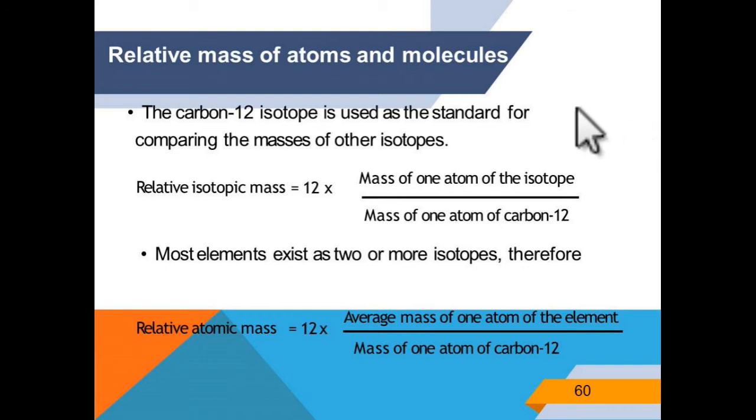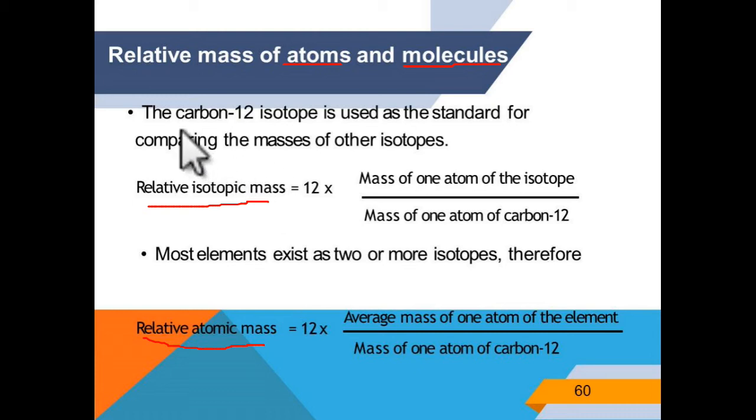relative mass of an atom and molecule. Guys, please remember, atom here refers to one atom and molecule here refers to more than one atom. So for the definition, of course, we take carbon-12 as the standard to measure the relative isotopic mass and also relative atomic mass.